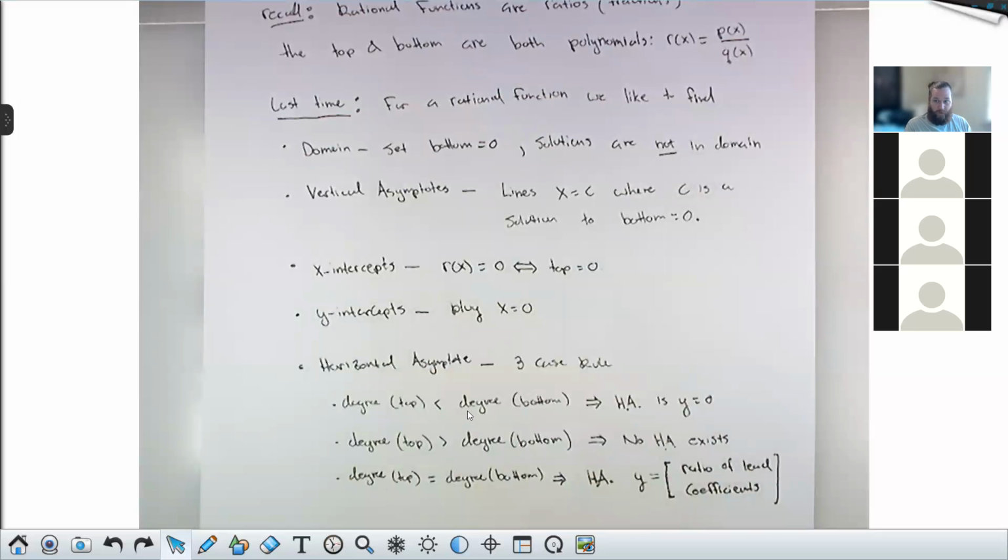Polynomials also have lead coefficients, right? That's the number attached to the largest power of x. So if the top and bottom are both, say, quadratic polynomials, polynomials of degree 2, then the degree of the top and the degree of the bottom would be equal to each other. That would tell you that your horizontal asymptote is the line that you get by setting y equal to the fraction where the top is the number attached to the x squared there, and the bottom is the number attached to the x squared there. That's the game.